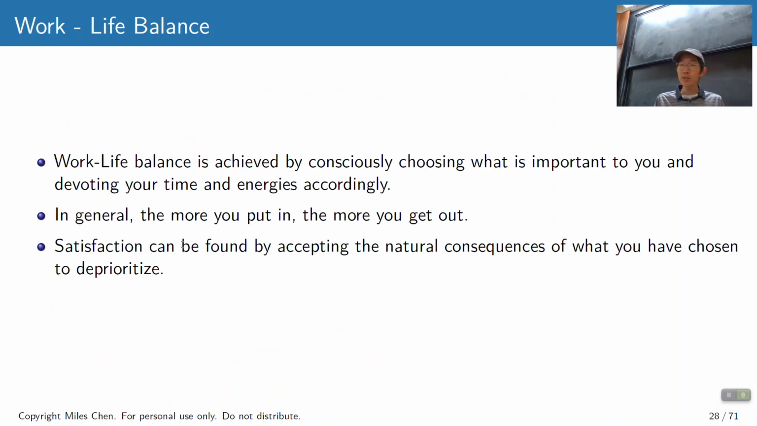And this is truly what I believe. Work-life balance isn't like the universe is going to just balance things out for you. You have to choose what's important, and you dedicate your time and energies accordingly. And in general, the more time and energy you put into something, the more you're going to get out of it.